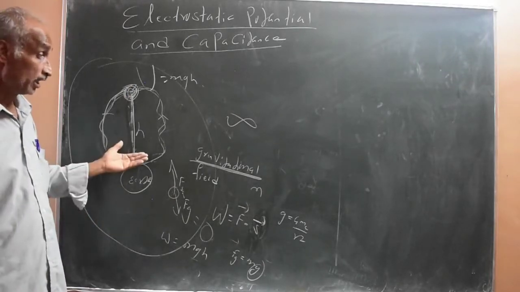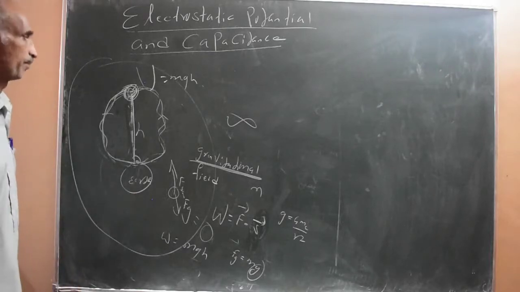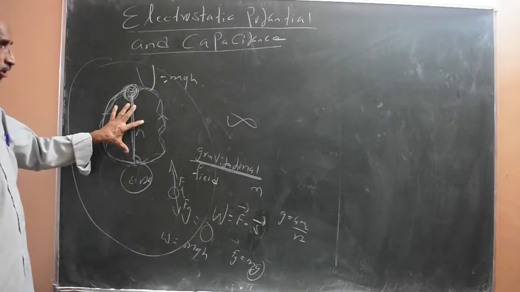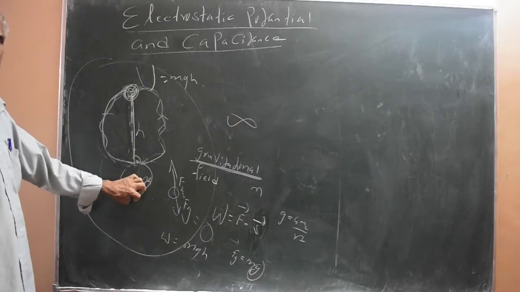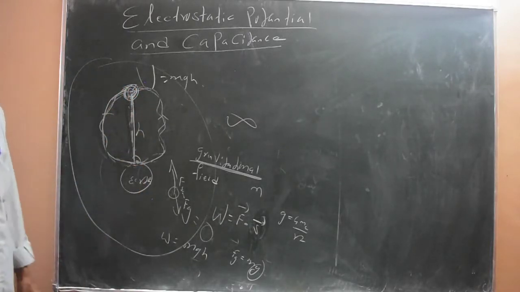The work is done against the gravitational force. Therefore, the gravitational force is conservative in nature. The work done by an external force against the conservative force will be stored in the body in the form of potential energy. It is the theory.